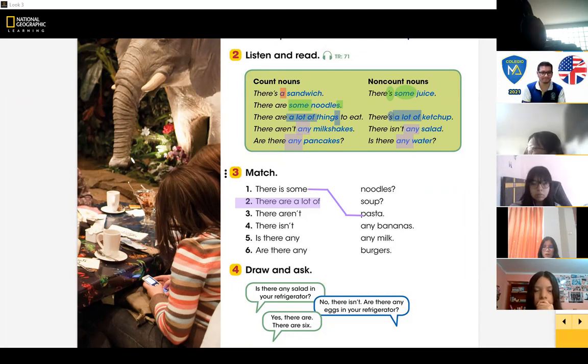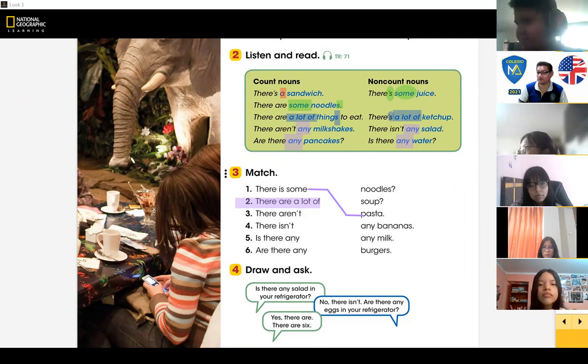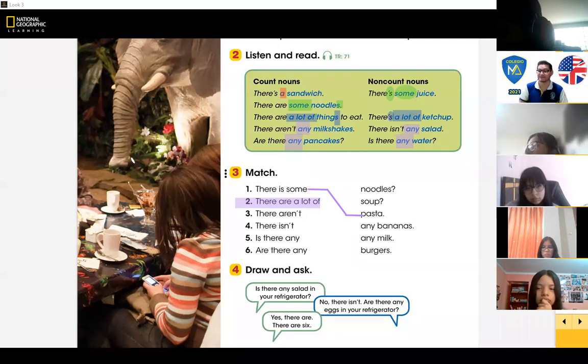A ver, a ver. Noodles? Ok, pero analizamos un poquito la oración. ¿Es una oración affirmative? ¿Es una oración negative? ¿O es una question? Affirmative, ¿verdad? Te está afirmando.